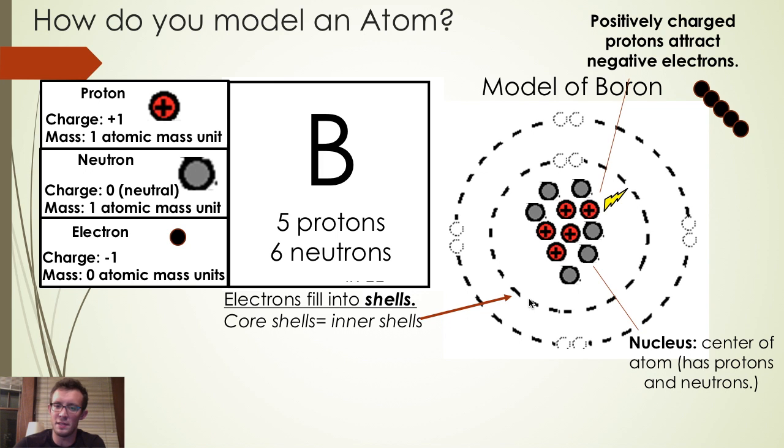There's 2 types of shells. There are core shells, which are inner shells, and then there is the valence shell, which is whichever shell is the outermost shell. So in this case, that's the second shell.